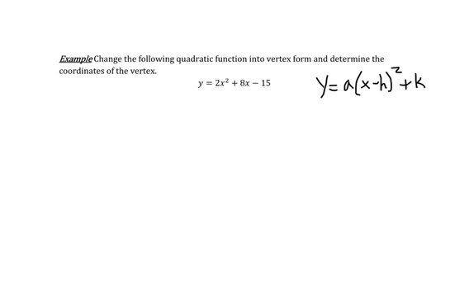So to begin here, we're going to manipulate this equation to use completing the square. And so we're going to add 15 to both sides. That's the first step. We want to get that constant out of there. Add 15 to both sides and we get y plus 15 equals 2x squared plus 8x. Now, in order to complete the square, we want the coefficient on the x squared to be 1. So let's get rid of that 2 by dividing both sides by 2.